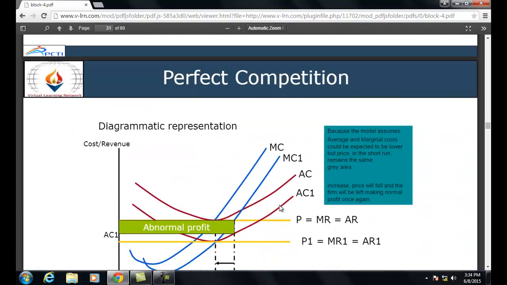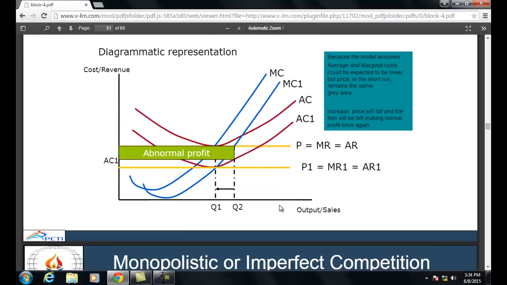Diagrammatic representation: abnormal profit, how firms earn it. This curve is price P1 and price P. If the price is reduced from P to P1, then the average cost shifts from AC to AC1 and the marginal cost shifts from MC to MC1.